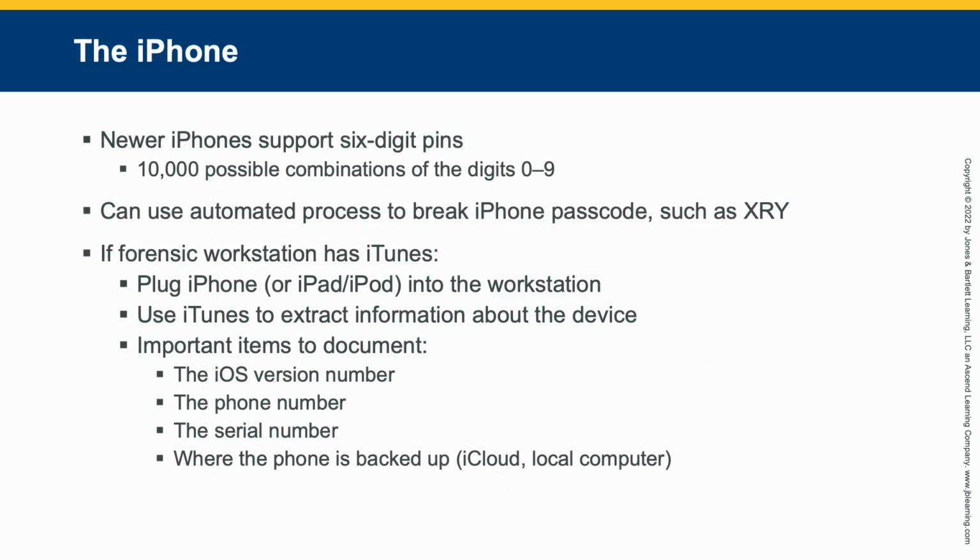The newer iPhone supports 6-digit pins. So 10,000 possible combinations of the digits 0 to 9 can be tried in an automated process to break iPhone passcodes, such as on the iPhone X or Y. If the forensic workstation has iTunes, plug the iPhone, iPad, or iPod into the workstation. Use iTunes to extract information about the device. Important items to document: the iOS version number, the phone number, the serial number, and where the phone is backed up, iCloud or local computer.